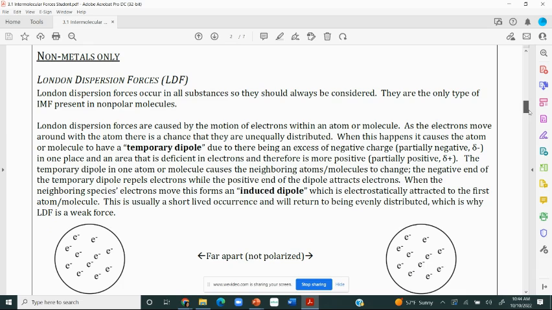All right. First type exists in non-metals only. These are called London dispersion forces. These are caused by atoms and molecules naturally having electrons that are moving. And sometimes those electrons end up on one side or the other. Just kind of a natural state.